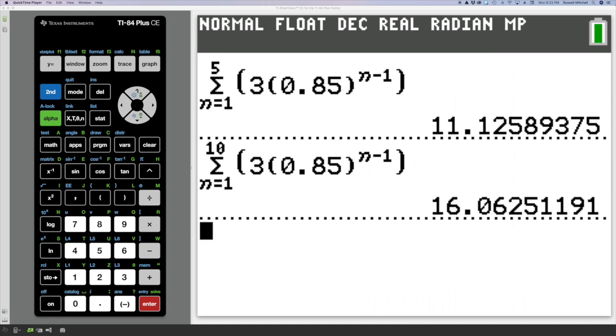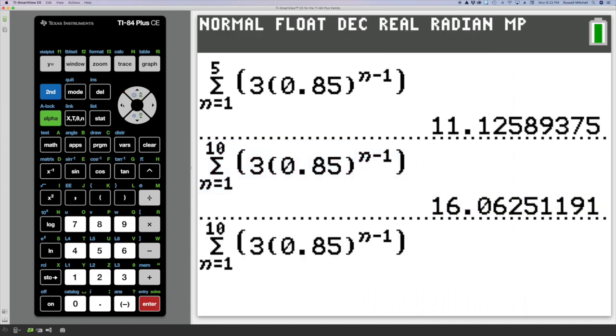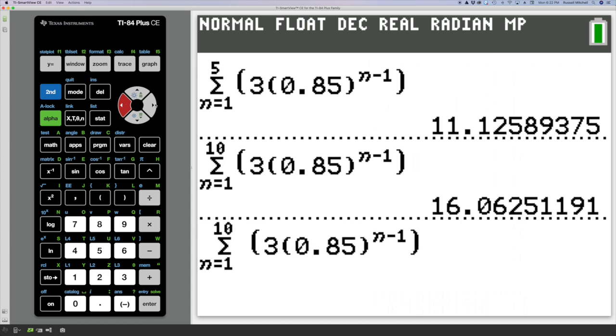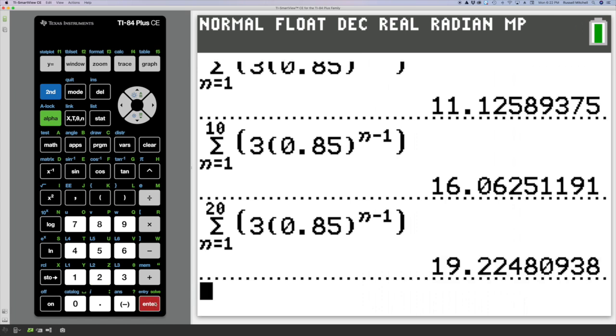So for the first 20 terms, I'm going to come back up here. I'm going to highlight this and then press enter. And then all I'm going to do is go back and type over instead of 10. Whoops, a little too far. We want to type in 20 for the ending term. And for this one, we get 19.2248 for the first 20 terms of the series.